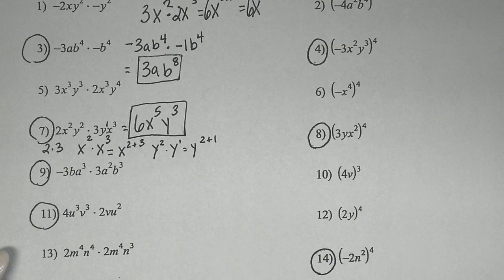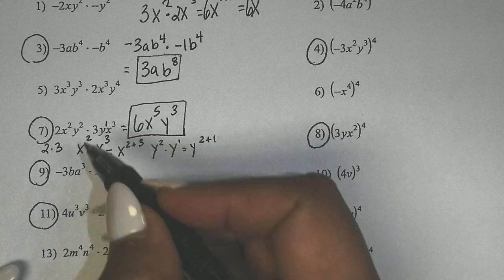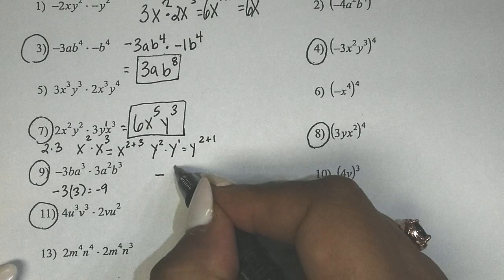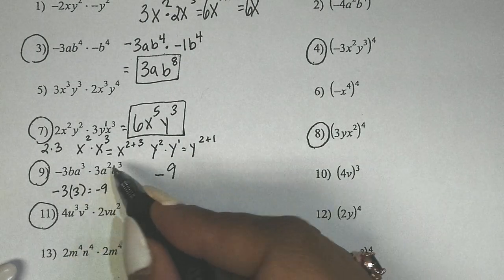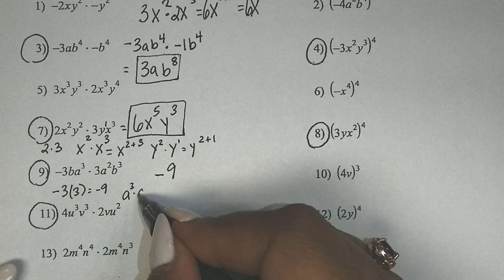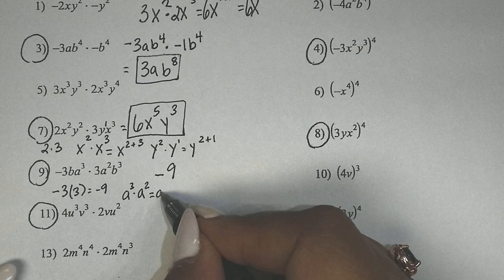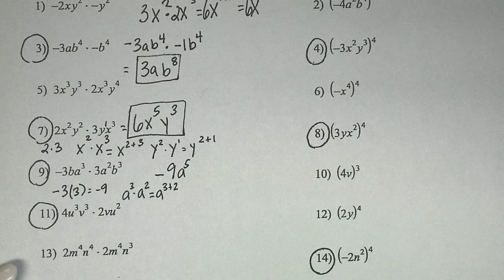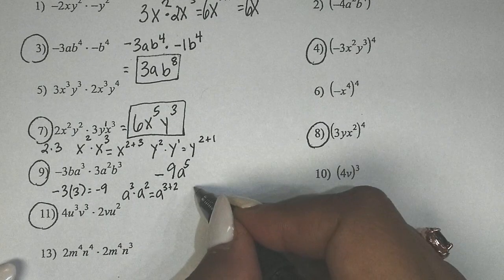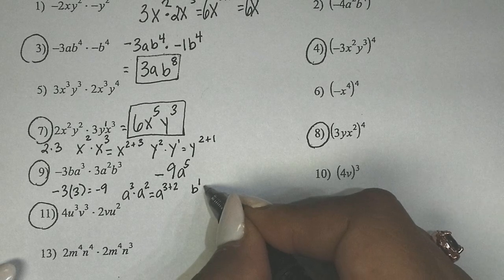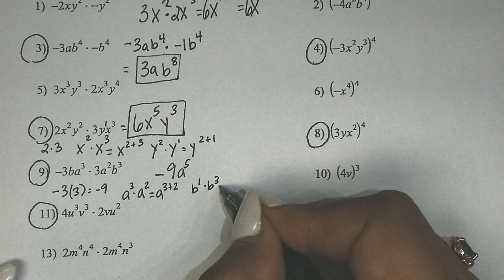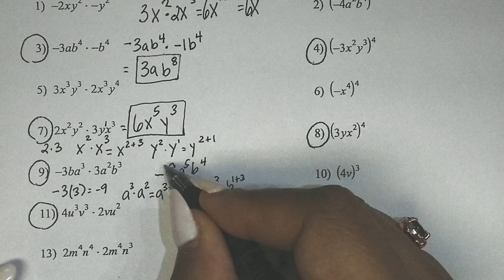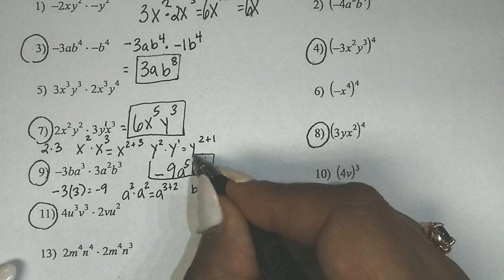All right, look at number 9. Numbers in the front, multiply. What is negative 3 times 3? It's negative 9. All right, and then we have to look at our a's. We have a to the third power times a to the second power. Again, you're going to add them. So that's a to the fifth power. And I have my b's. So b to the first power times b to the third power, and that'll give me b to the 1 plus 3, which is b to the fourth power. And I'm done with number 9.